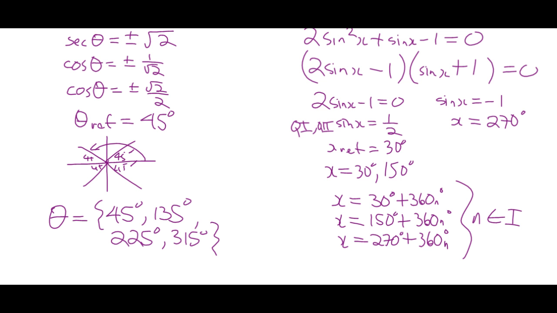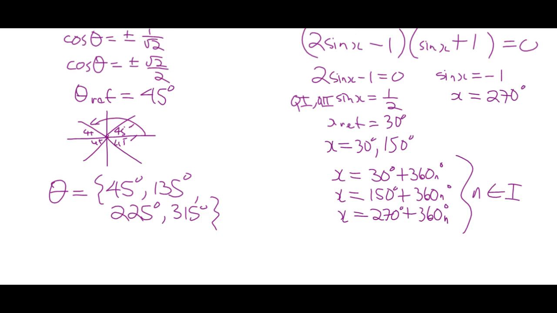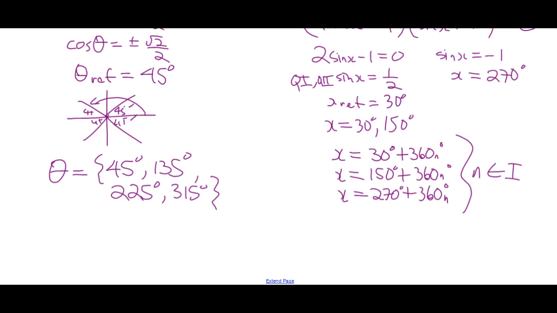So 30 degrees plus 360n, 150 degrees plus 360n, and 270. How far is it from 30 to 150? 120. How far is it from 150 to 270? 120. How far is it from 270 around to 30, which would be 390? 120. Oh, they all differ by 120 degrees, right? Okay, this is perfectly acceptable.